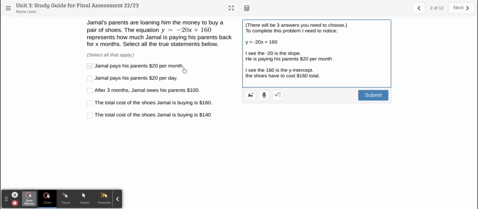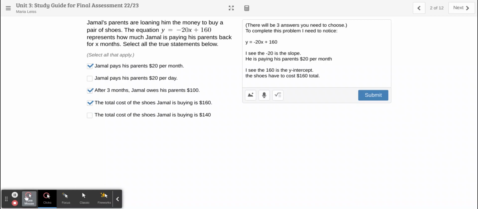Negative the 20 per month and 20 per day. So let's jump back over, reread the question. It says months. See what I wrote over here? I said 20 is the slope. It's per month. So this has to be one of them. The next thing is the shoes have to cost $160 total. So total cost of shoes, there's that one. Yep. One more of these has to be correct. We know it's not 20 per day. We know the shoes are not costing $140, so it has to be this.